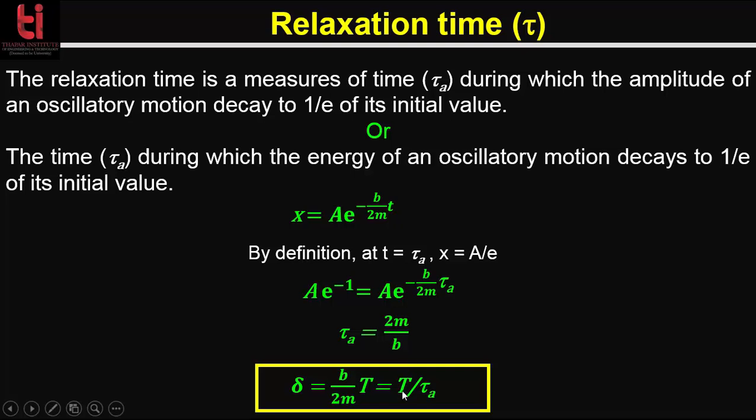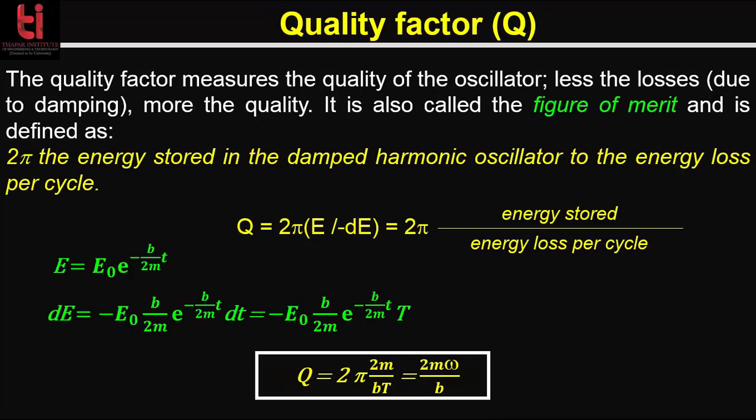An important factor in an oscillator is the quality factor, which we represent by Q. The quality factor measures the quality of the oscillator: the fewer the losses due to damping, the higher the quality. It is also called the figure of merit, and it is defined as 2 pi into the energy stored in the damped harmonic oscillator to the energy loss per cycle. So you can say that Q is equal to 2 pi into E by minus dE, which is basically 2 pi into the energy stored divided by the energy loss per cycle.